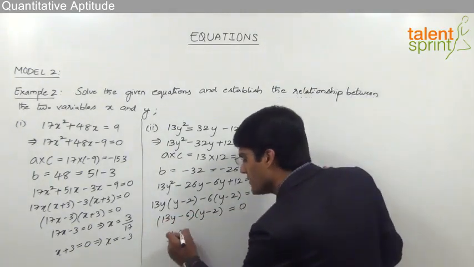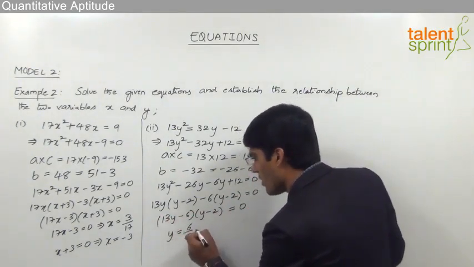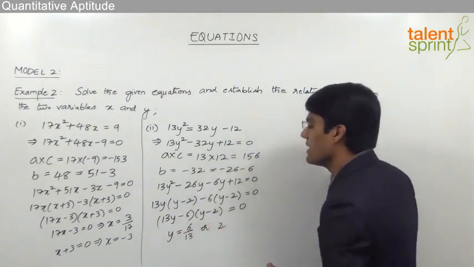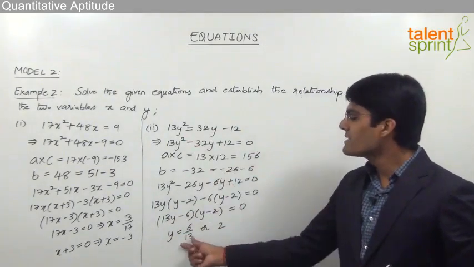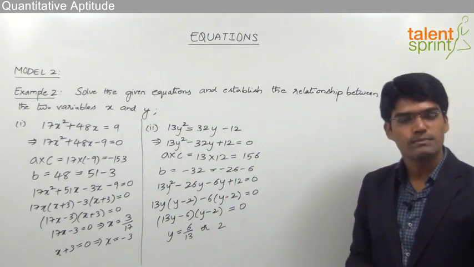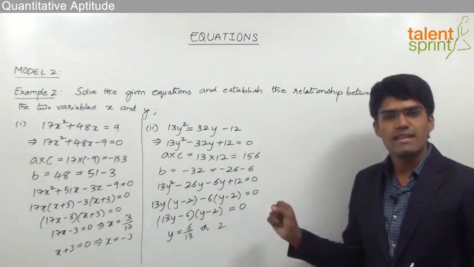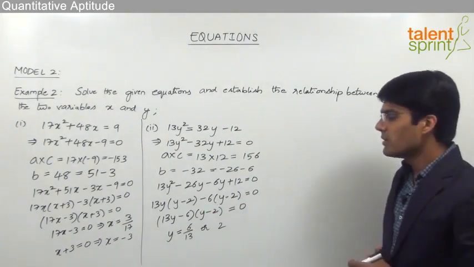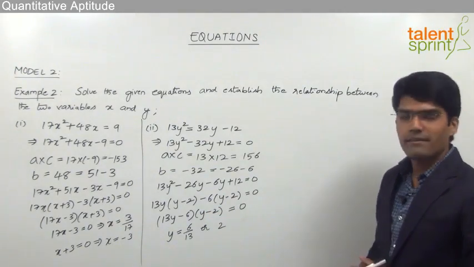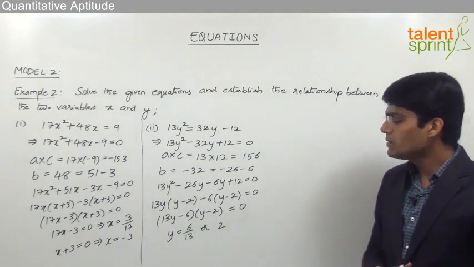So y should either be equal to 6 by 13 if this part is 0, or it should be equal to 2 if the second part is 0. So the two roots of this equation are 6 by 13 and 2. Now the next part here is to compare the two roots and establish the relationship between x and y. As you can see here, the two values of x are 3 by 17 and minus 3, and the two values of y are 6 by 13 and 2.